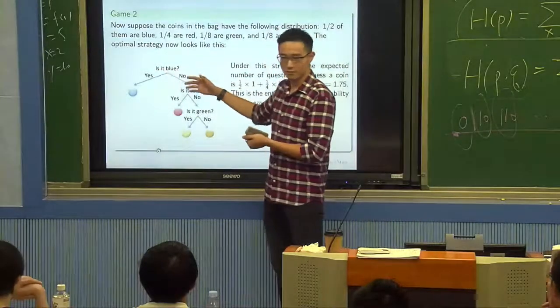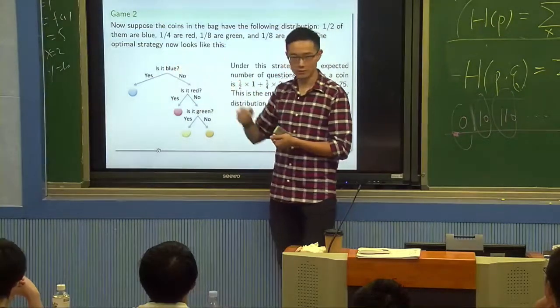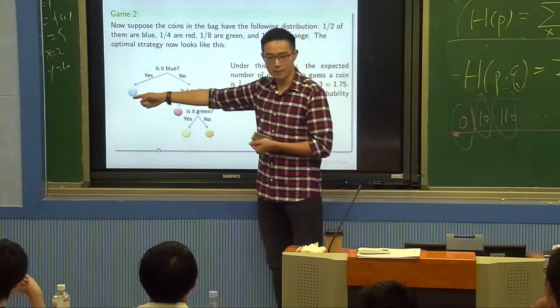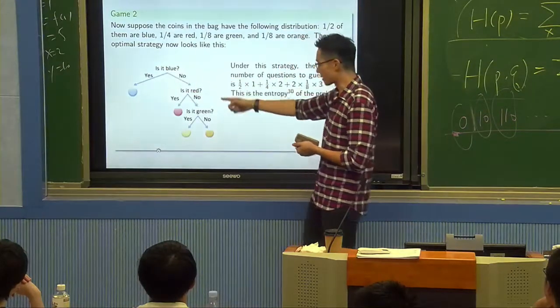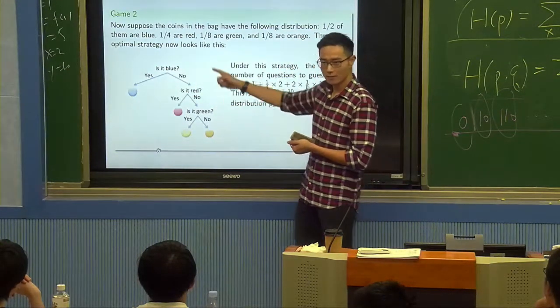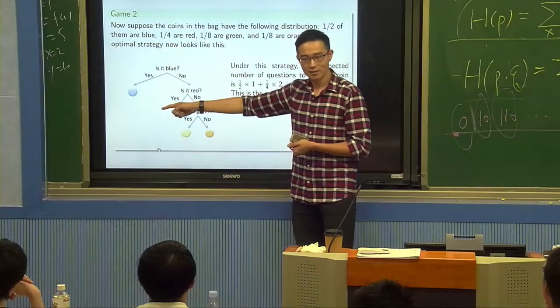Look at this. This is a different strategy, where I first ask whether it's blue or not. If it's blue, I directly get my answer. If it's not, then I ask, is it red, and then I ask, is it green. In this case, what is the average number of questions you need to ask?